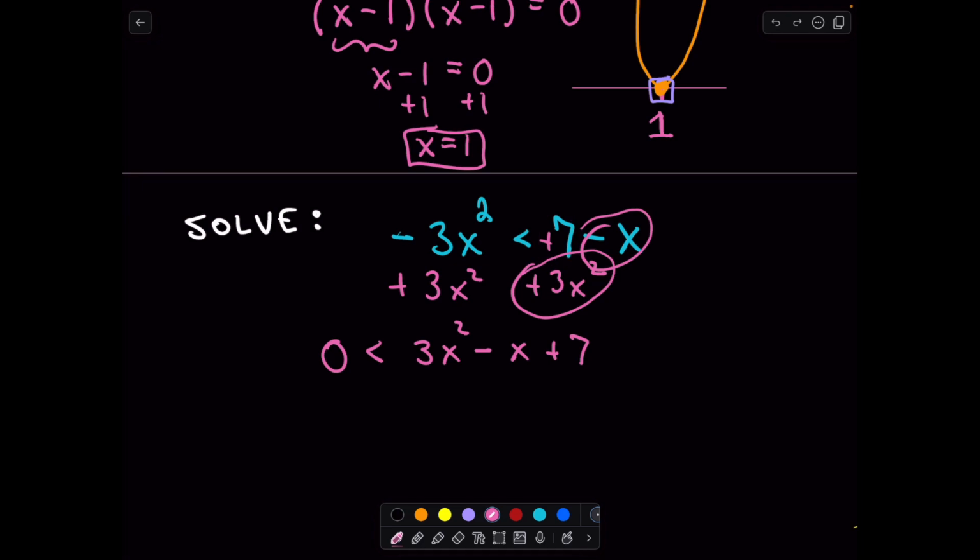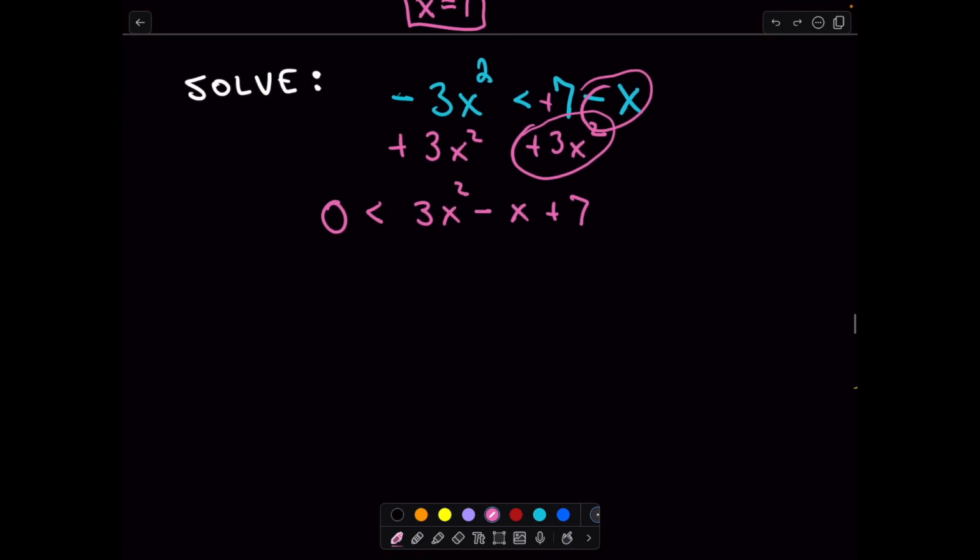You could try to factor this. I don't think this is going to factor nicely. I'm not even going to mess with it. So instead, though, I still know I have to solve the corresponding equation. That's where I set it equal to 0. I'm going to use the quadratic formula.